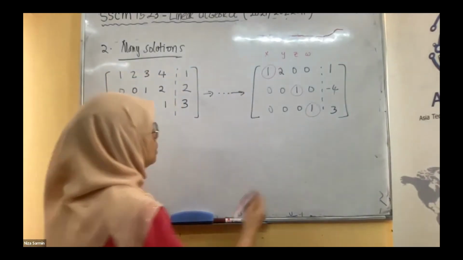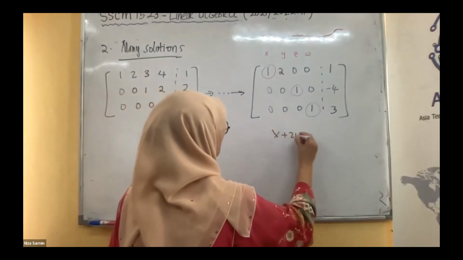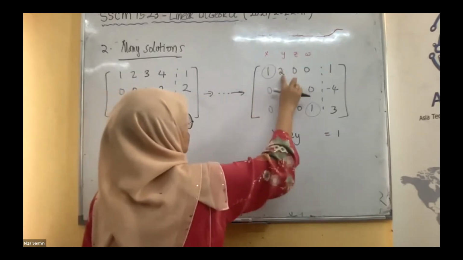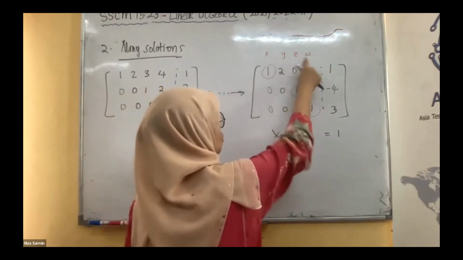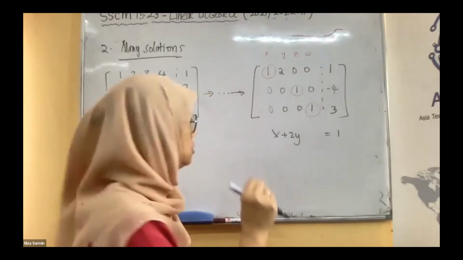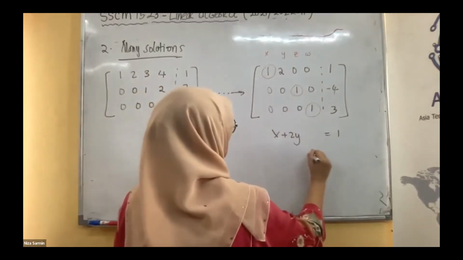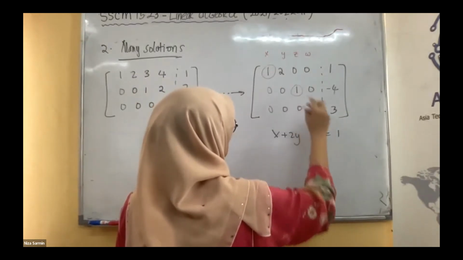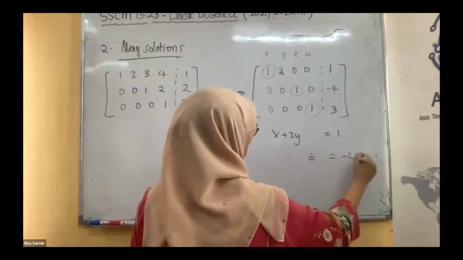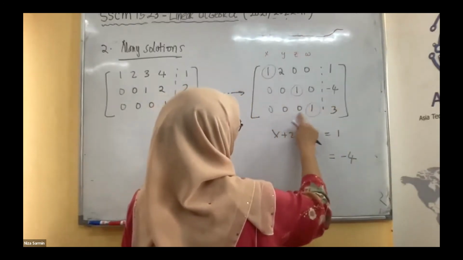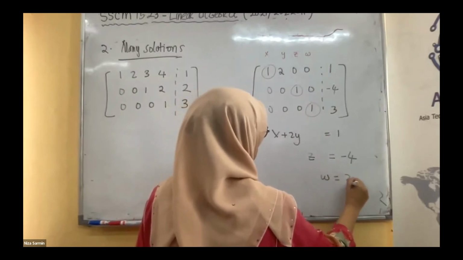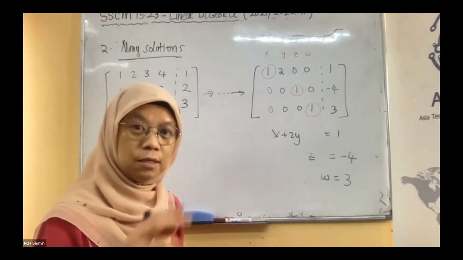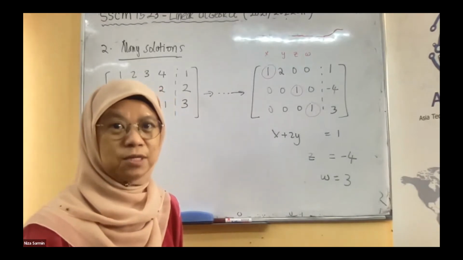So you will write X plus 2y equal 1. X plus 2y equal 1. That's why I put this on top, so you can match. This one is Z. That's why I put a space here. Z equal negative 4. And then W equals 3. That is from the final RREF, the row reduced form.